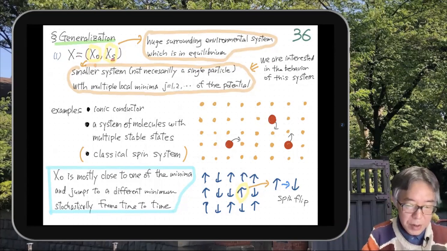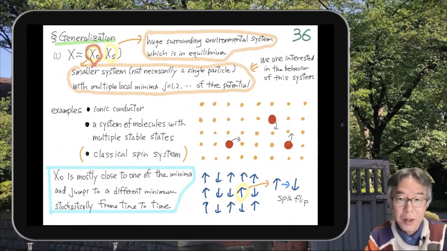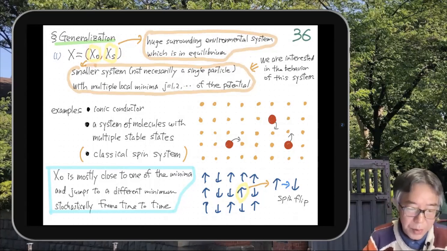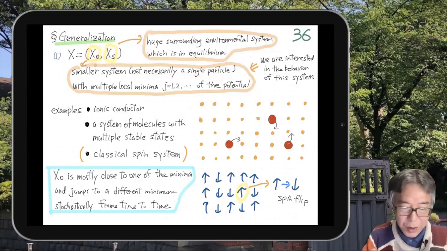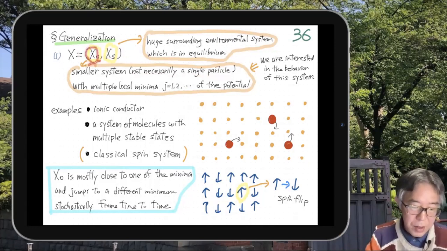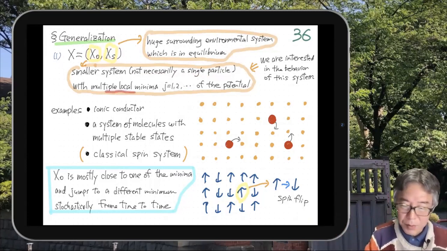And xs is again the huge surrounding environment, the coordinate of the huge surrounding environmental system, like water molecules surrounding the system. And here x0 may be the coordinate of a single Brownian particle, but it may not be a single particle. Anyway, this simply denotes a smaller system. It can be a coordinate of a large system or a small system, whatever. But what we assume is that this x0 is described by a potential which has, again, multiple very sharp local minima. Okay, so that is our assumption.